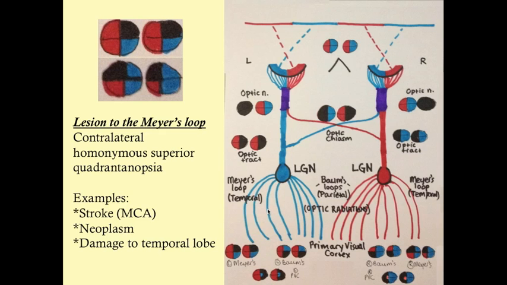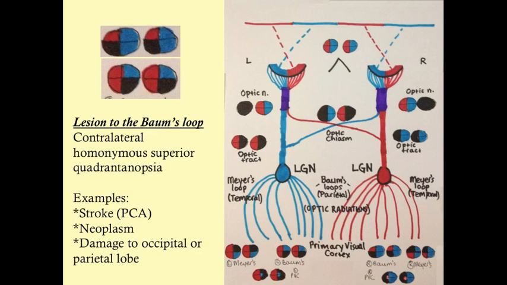So it's kind of like a half optic tract deficit if you have a lesion to Meyer's or Baum's loop. Baum's loop contains the inferior part of the field. So this would be a contralateral homonymous, this should say inferior quadrantanopsia. So if you have a defect to the left Baum's loop, you're going to lose your lower right visual fields from both eyes. Examples of this could be stroke to the PCA, because that is primarily what's innervating the parietal lobe, neoplasm, or damage to the occipital or parietal lobe.